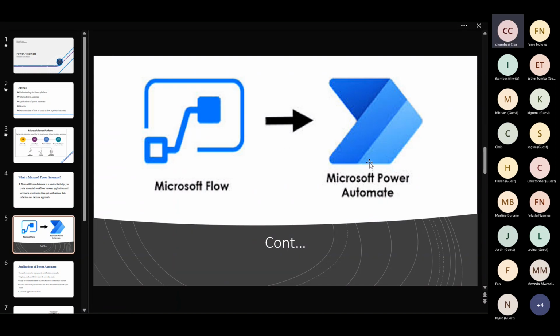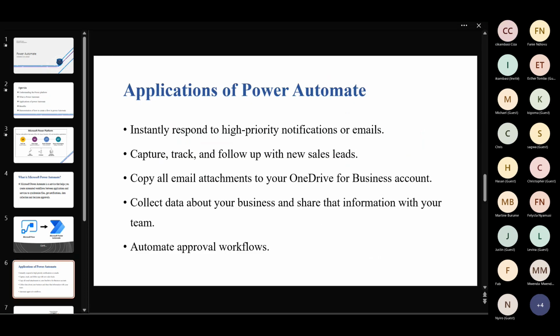Initially, Power Automate was called Microsoft Flow, and this was the icon for Microsoft Flow. Then the name was changed to Power Automate, and now this is how it looks. So now, where can you use Power Automate?